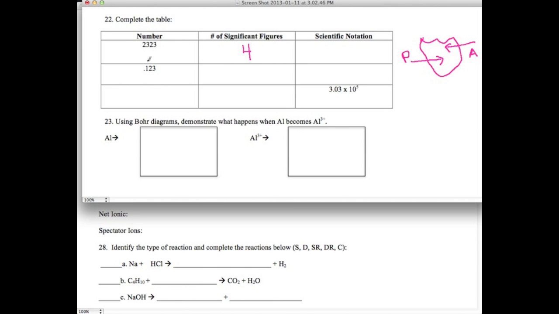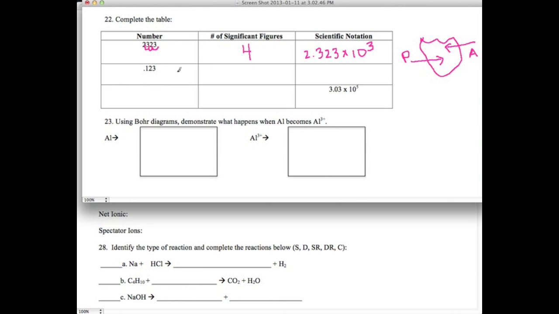Now I need to put this into scientific notation. I need this number to be between 1 and 10. So I'm going to take this imaginary decimal place and move it 1, 2, 3 places. So this is going to be 2.323 times 10 to the third. Negative or positive? Well, I took a really big number and made it small, so it needs to be a positive exponent, because this is about 2 times 1,000, which gives you 2,000. That's a nice way to check yourself.